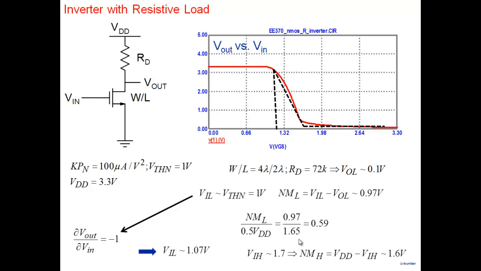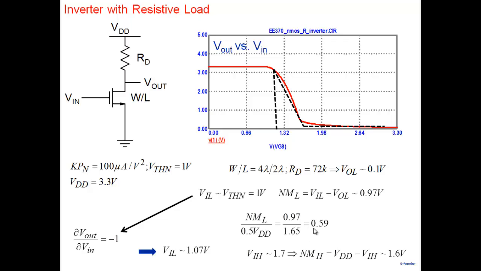NML is here. VIH, I'm not showing here. For VIH, you have to find another point where the slope is -1. You have to find that point where slope is -1. If you do VIH, you find 1.7. And NMH then becomes VDD minus VIH, which is 1.6. So NMH is higher as compared to NML.